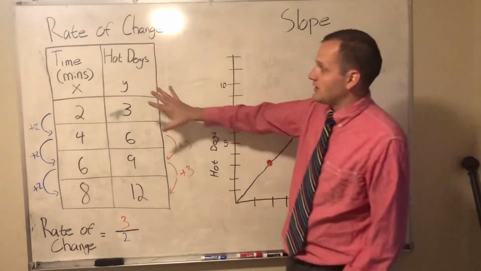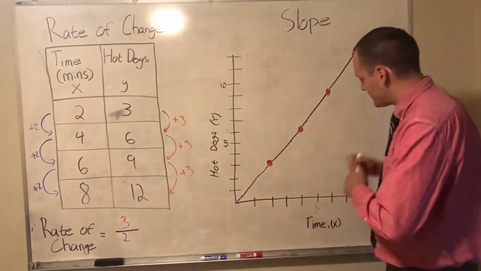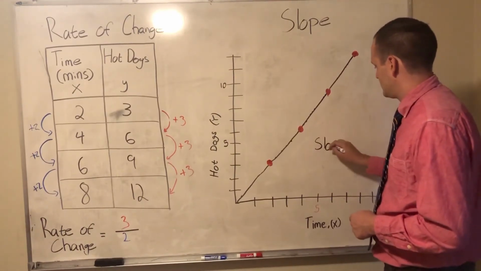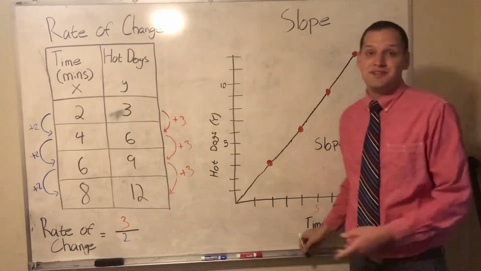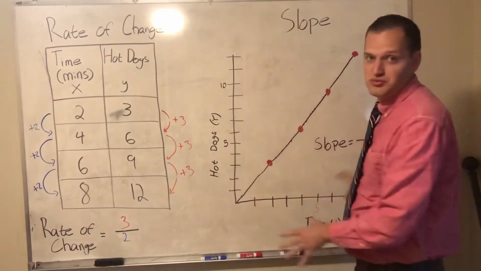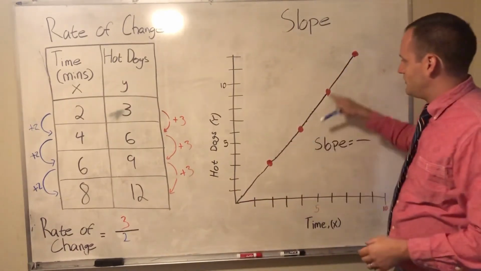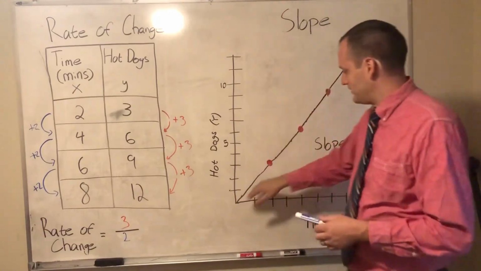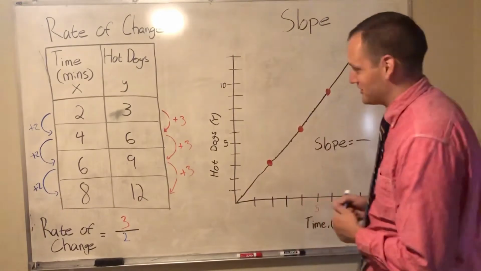Okay, let's see how this now relates to slope. Slope is the same thing as rate of change, except slope is visual. This is a very visual way to see rate of change. We can see this line is going up at a constant rate, or at least what appears to be a constant rate. It appears to be straight, despite my imperfect drawing skills.